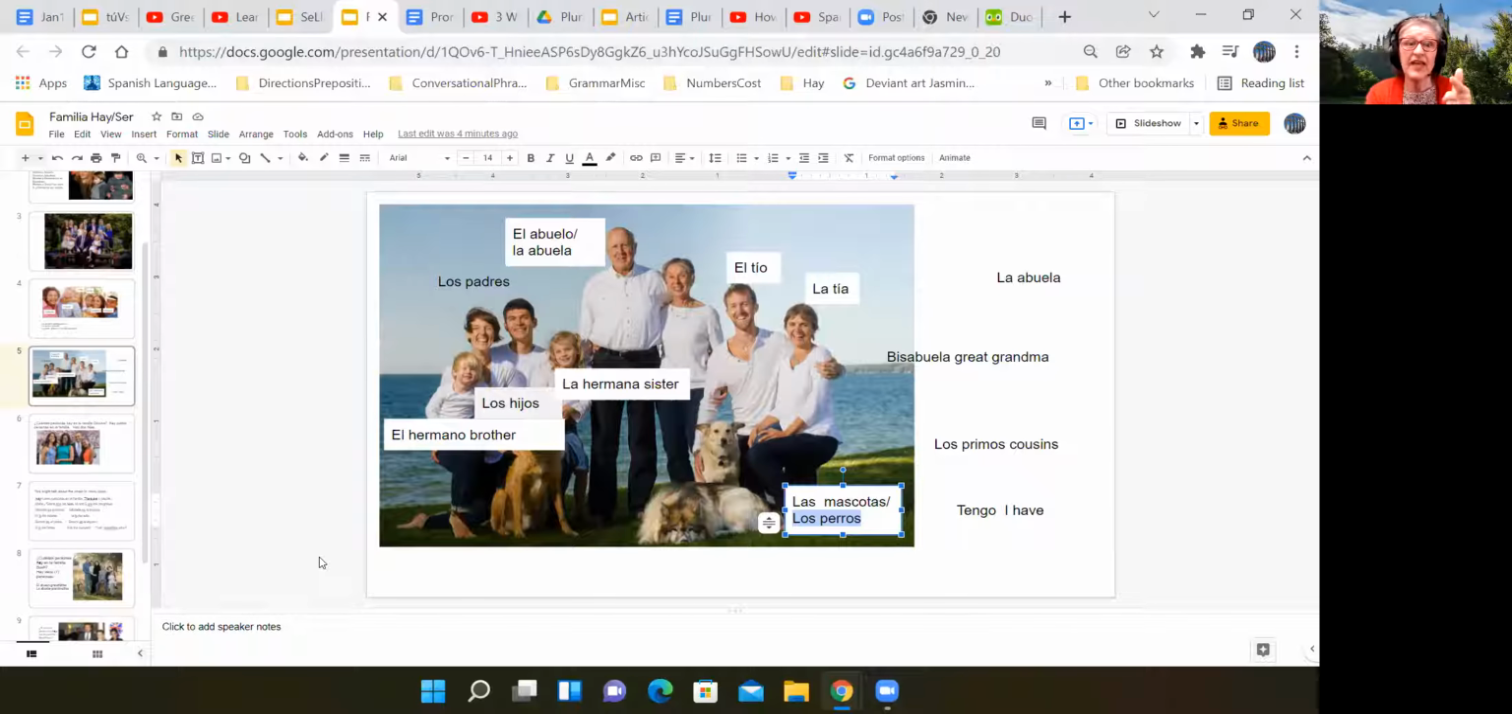La serpiente is always feminine, even though we know there are male and female snakes, but la serpiente is a feminine noun. So the animal kingdom is kind of an odd thing. Sometimes you'll have masculine and feminine, like cats. El gato, a male cat. La gata, a female cat. So it'll do what tío and tía does, what hermano and hermana does, what hijo and hija does, but not all animals will.